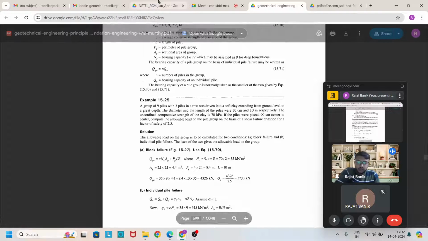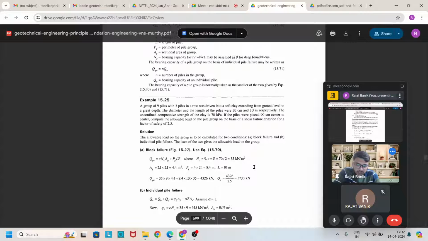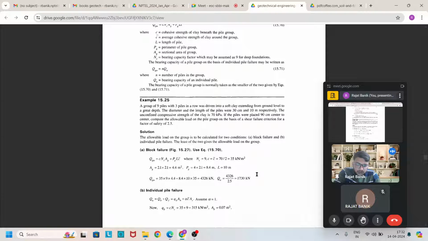So put all these values in this equation and get the answer, and it is 1730 kilonewton, which is the ultimate capacity for block failure. We then divide by the factor of safety 2.5.